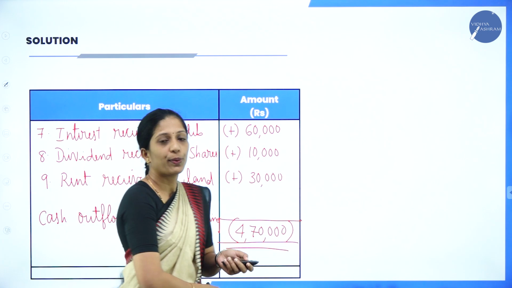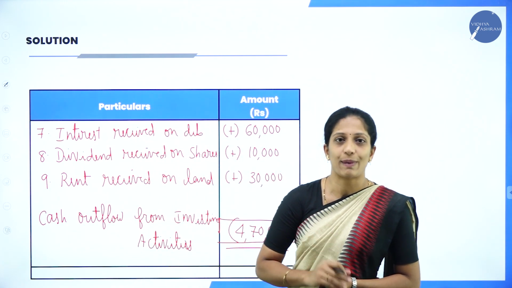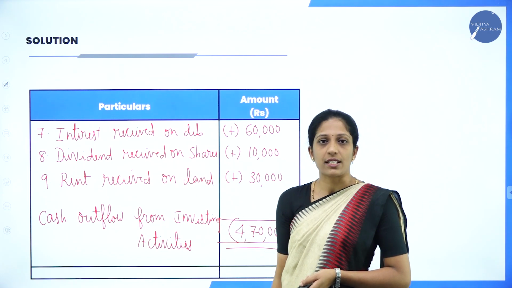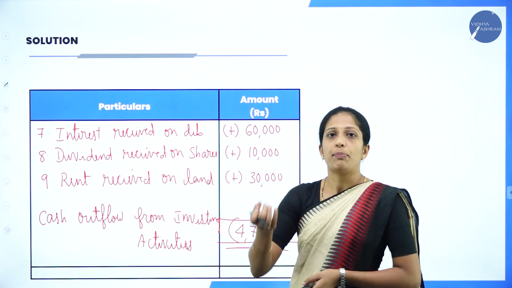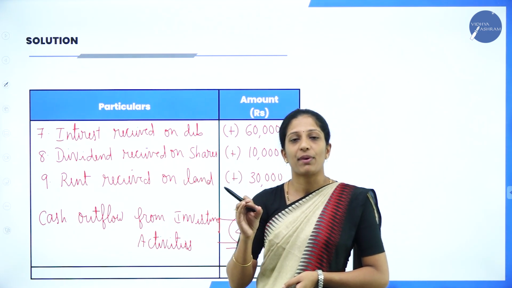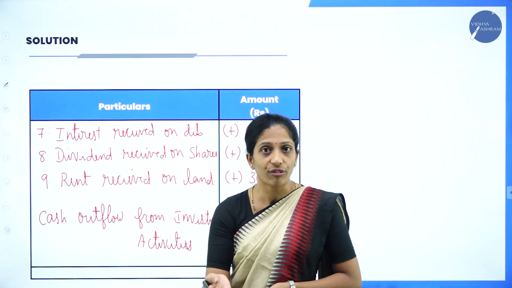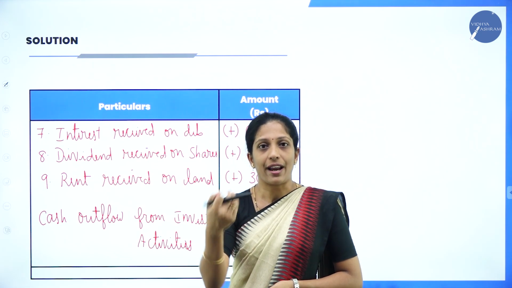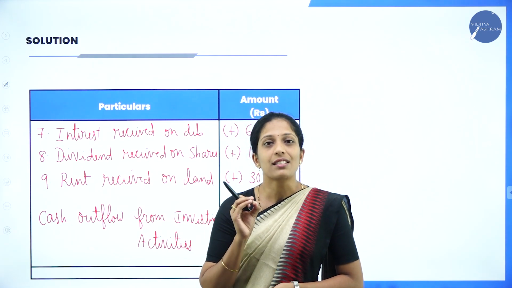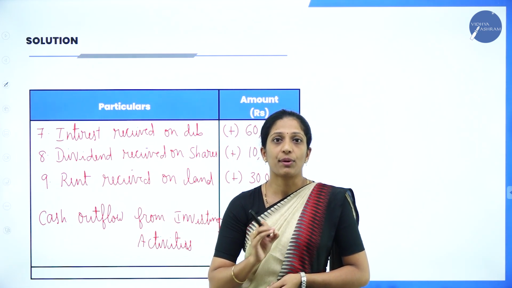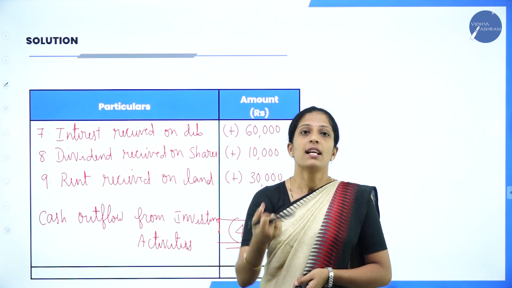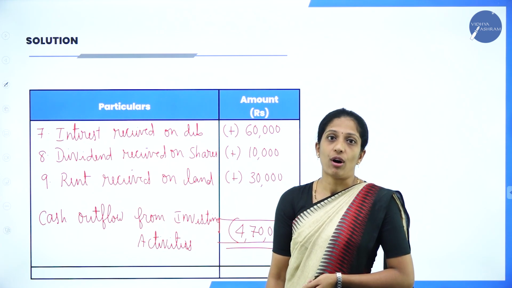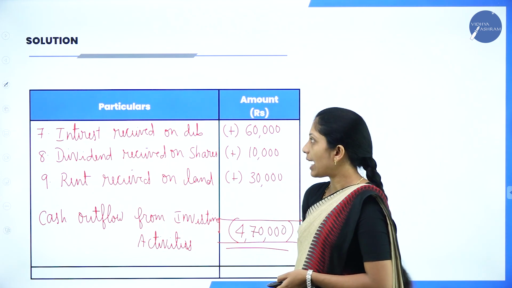So this is how you will calculate this very easy 6 marks problem, if they ask for 6 marks on investing activities. Just remember, when you purchase something, your cash goes out, so it is cash outflow, you have to minus. When you sell something, cash comes into the business, so you have to add. So this was a simple problem on cash flow from investing activities.